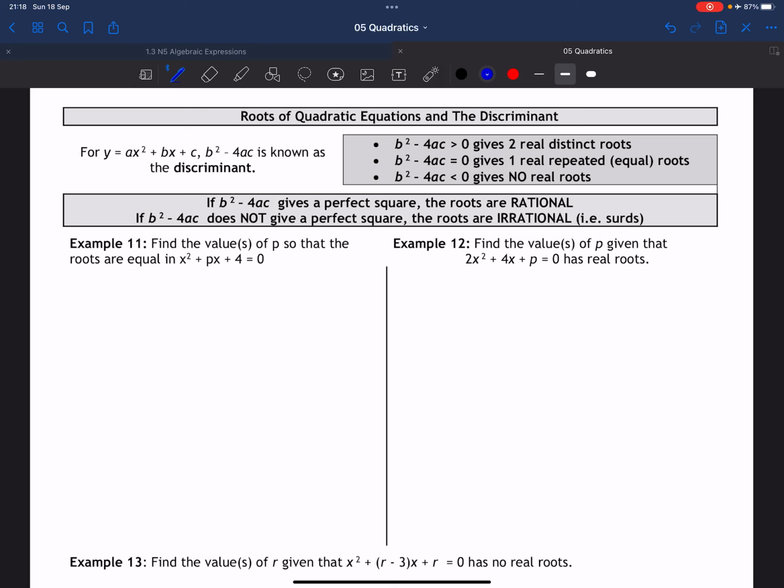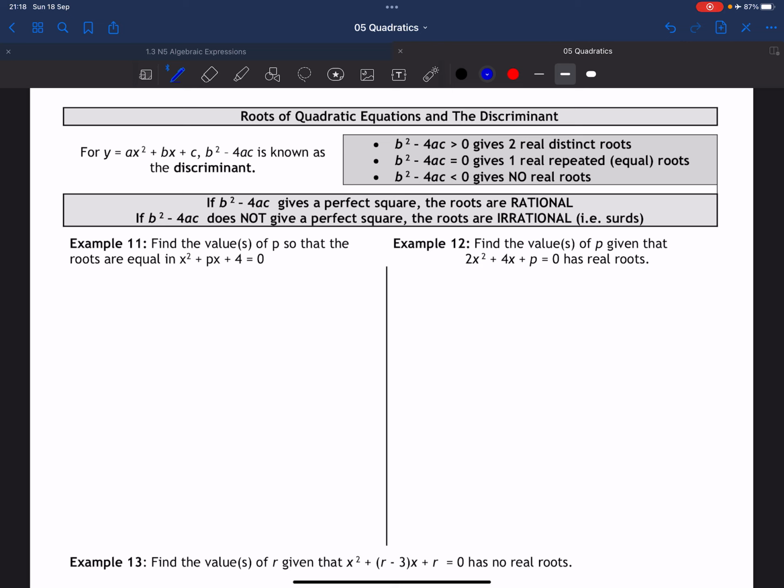Okay, in this video we're going to revisit stuff that we spoke about back in National 5 about roots of quadratic equations and the discriminant. Now back in National 5 we looked at three rules to do with the discriminant, which is that value underneath the square root as part of the quadratic formula, which says b squared minus 4ac.